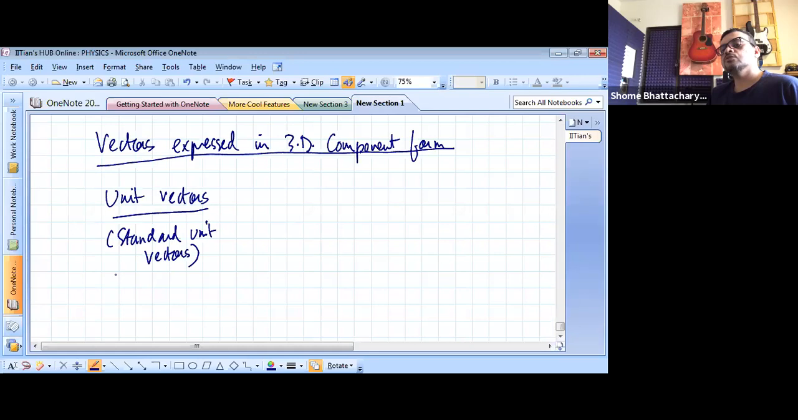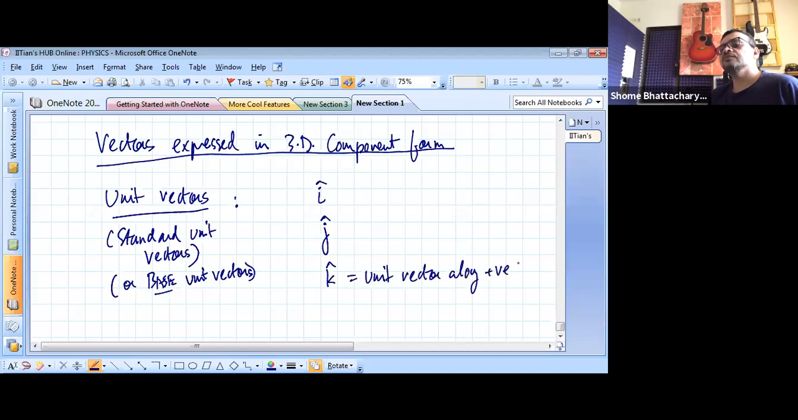Or sometimes we also call them the base unit vectors. Because it's three-dimensional, now we use three of them. The unit vectors are i cap and j cap, same as what we used earlier. But now additionally there is also k cap. So this is a unit vector along the positive z axis.